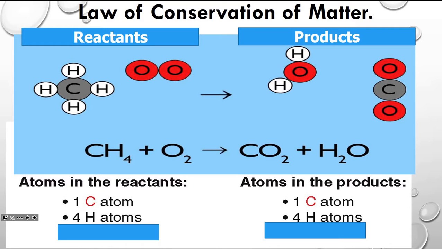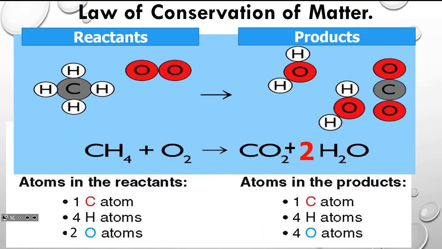How do we do that? Well, I need to add another water. Okay? I haven't talked about the oxygens yet. I've just talked about hydrogens and carbons so far. Then I go to my oxygens on this side. I have 2. On the oxygens on the other side, I have 4. So now I have to come back and say, I need 4 oxygens on this side. So I need another set of diatomic oxygen.